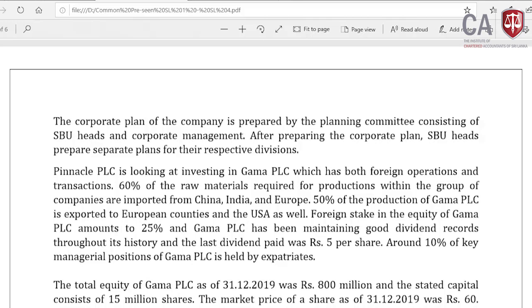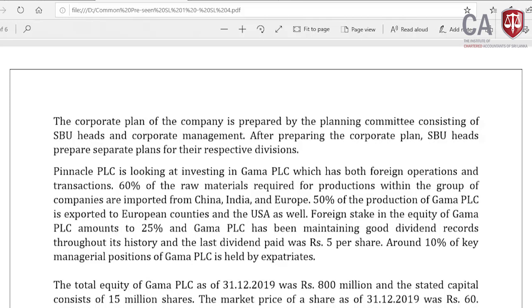Foreign stake in the equity of Gamma PLC amounted to 25%, and Gamma PLC has been maintaining a good dividend record throughout history, and the last dividend paid was ₹5 per share. Around 10% of key managers of Gamma PLC are expatriates.